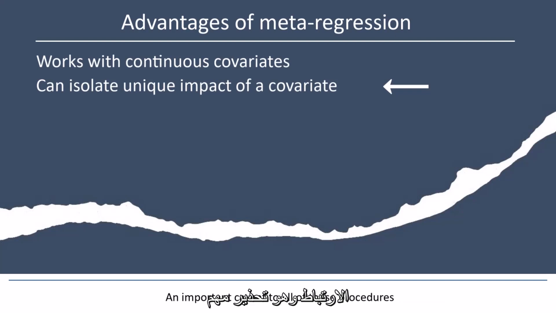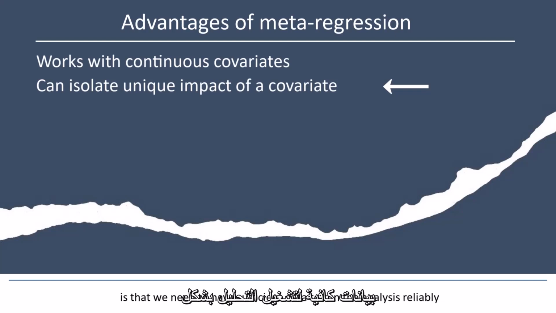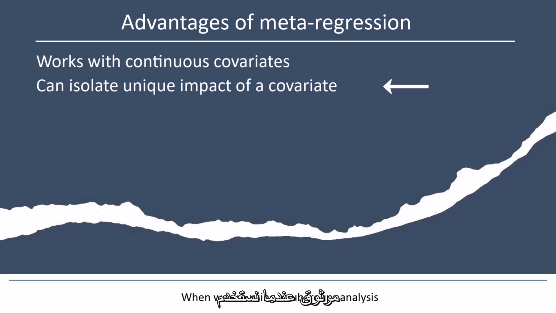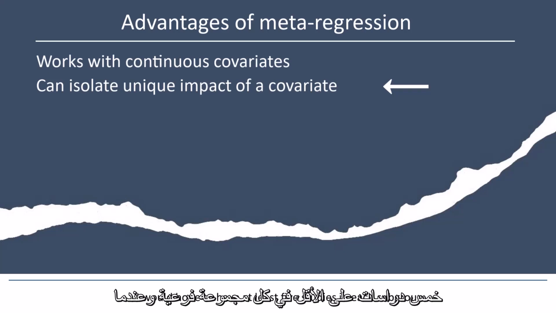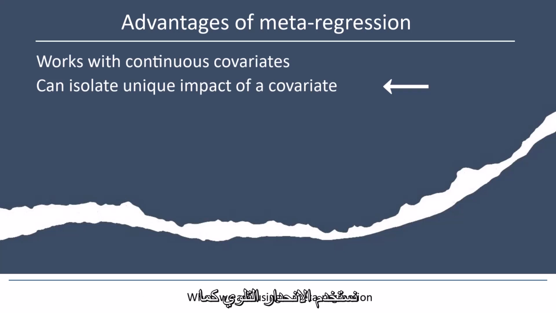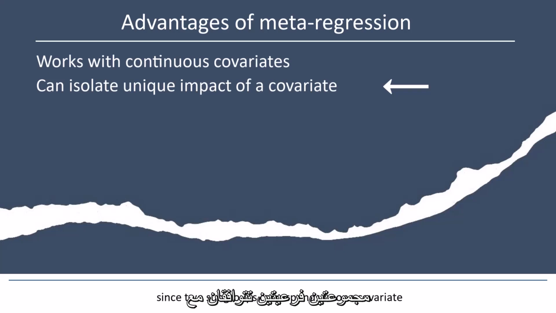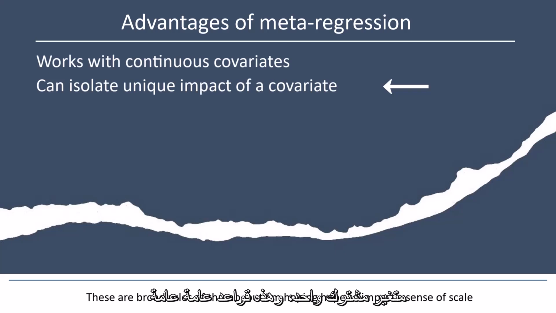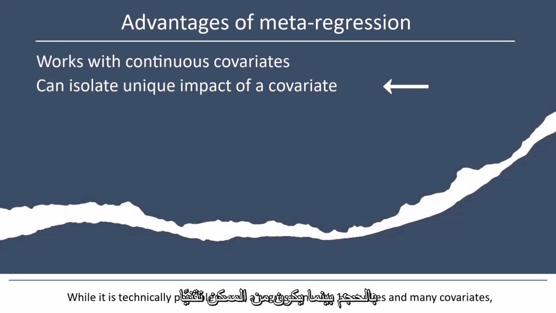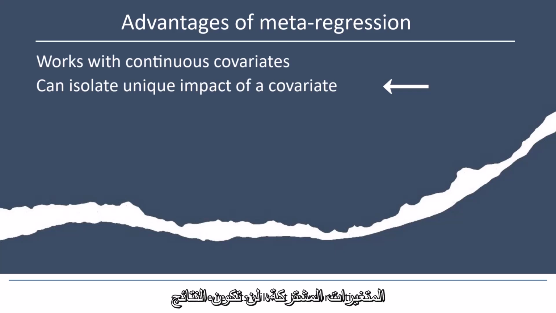An important caveat to all of these procedures is that we need to have sufficient data to run the analysis reliably. When we're using a subgroups analysis, I would hope to have at least 5 studies in each subgroup, and when we're using a metaregression, I would hope to have at least 10 studies for each covariate. These two requirements are actually the same, since 2 subgroups corresponds to 1 covariate. These are broad rules of thumb, but I'm hoping to impart a sense of scale. While it's technically possible to run a regression with 10 studies and many covariates, the results will not be informative.